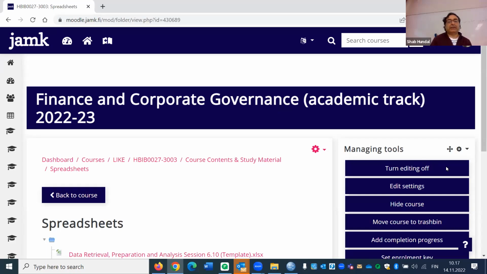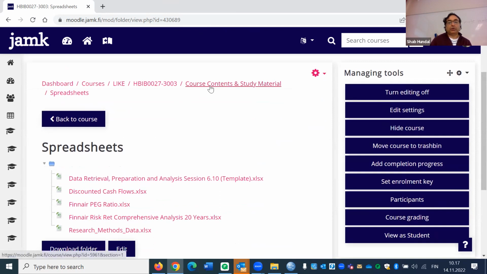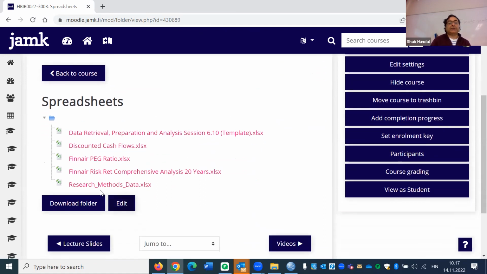In the workspace, finance and corporate governance, academic track, you will see the link to the study material. In the course contents and study material, there is a folder of spreadsheets. In the spreadsheets, I have just now, a minute ago, sent you the data called research methods data. So please open this file as well. Go to your Moodle and get the research methods data, because this is the data which we shall practice with in SPSS.